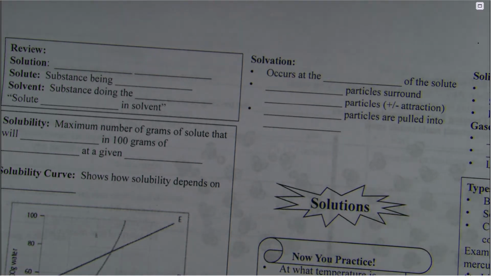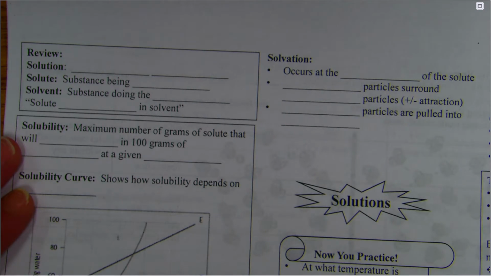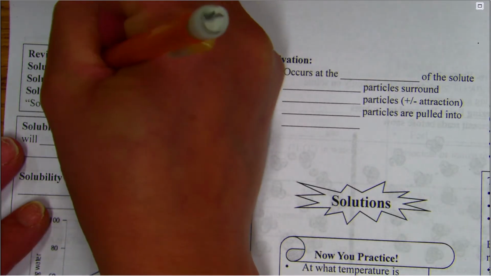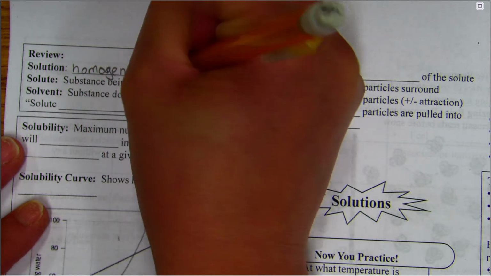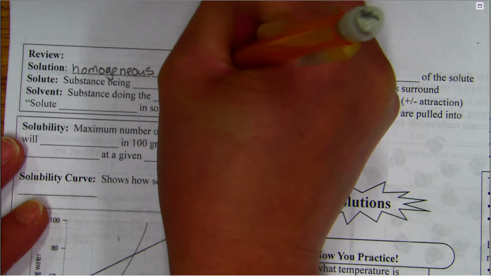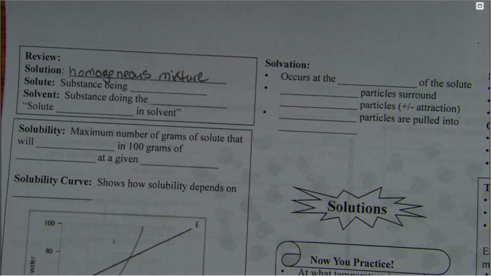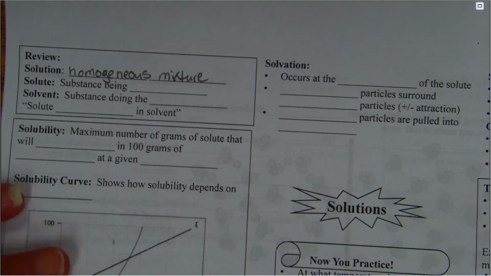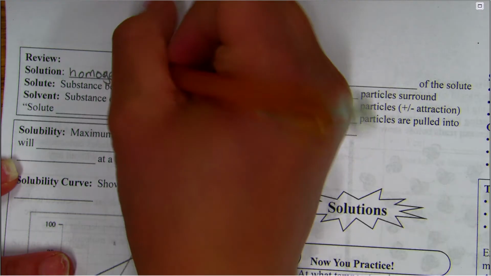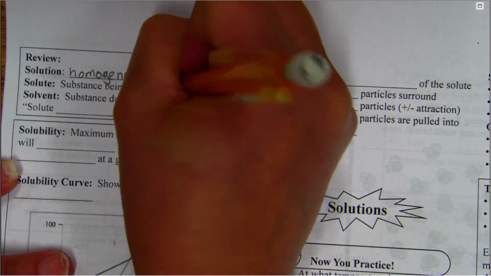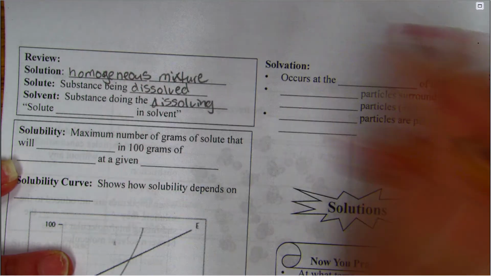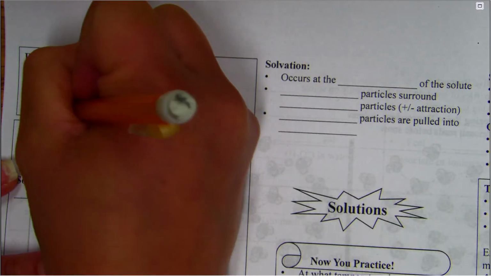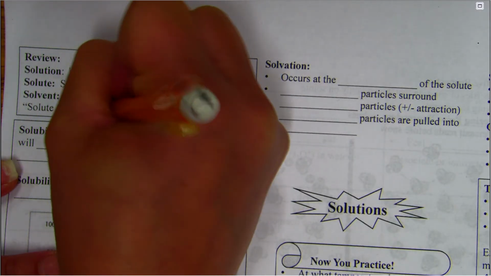since we've already learned what a solution is way back in Unit 2. We learned that it is a homogeneous mixture, meaning that the mixture is evenly mixed. The solute is the substance being dissolved, and the solvent is the substance doing the dissolving. So the way I like to think about this is solute dissolves in solvent.